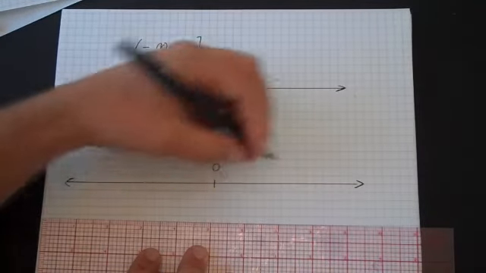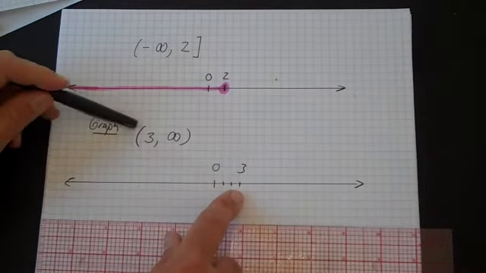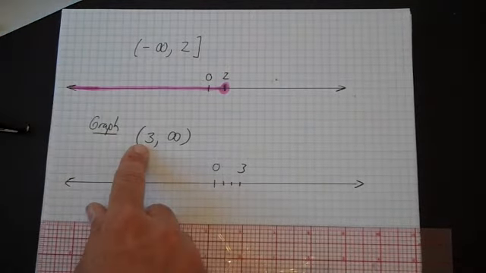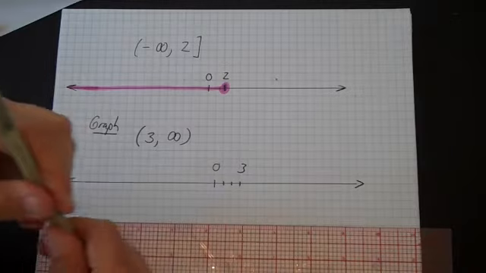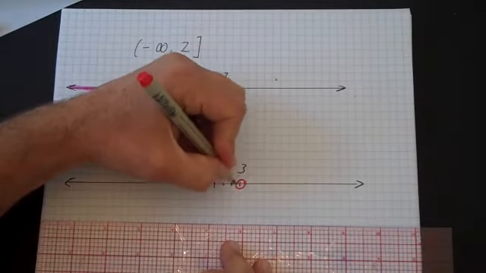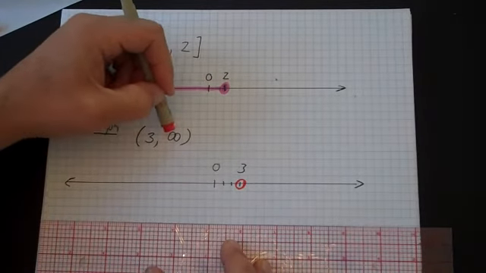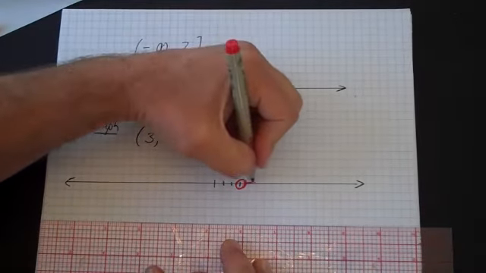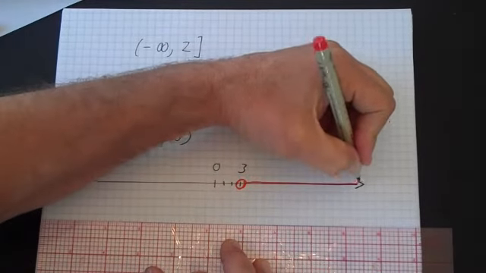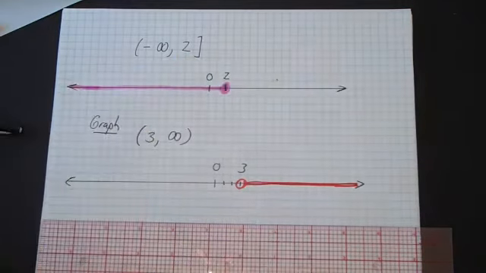So 3 is our first point that we need to worry about. So there's 3 right there. Are we going to include 3? In this case, we're not going to include 3. So we want an open dot at 3. And we're going to go from 3 to infinity, to positive infinity, which means we're going to go in this direction. And how far are we going to go? We're going to go forever. And that's how you do it.